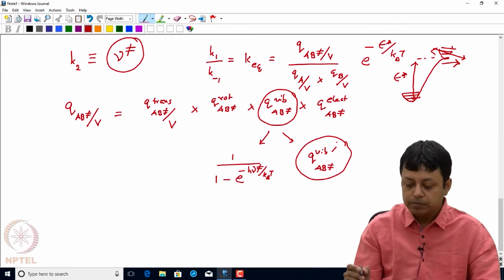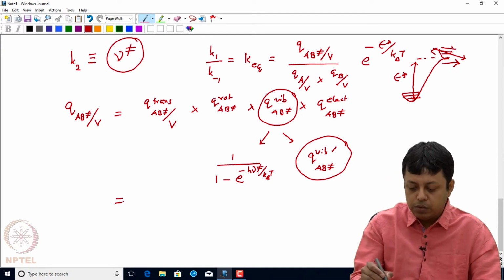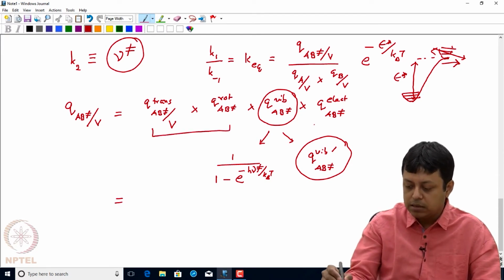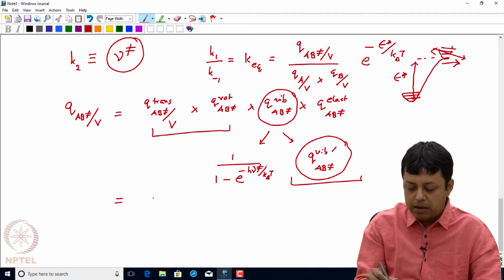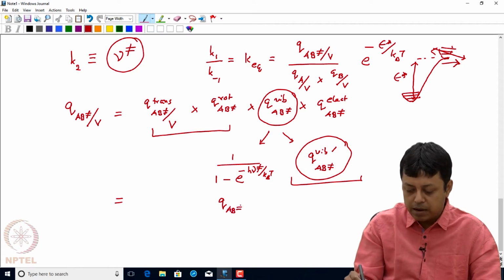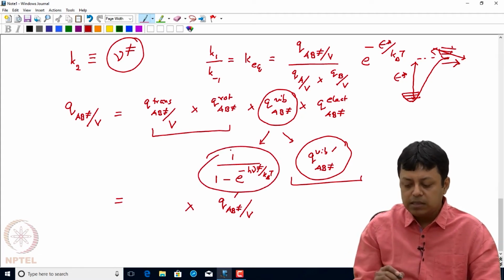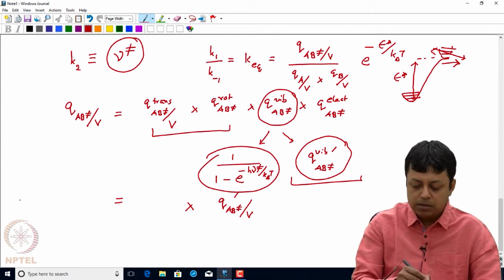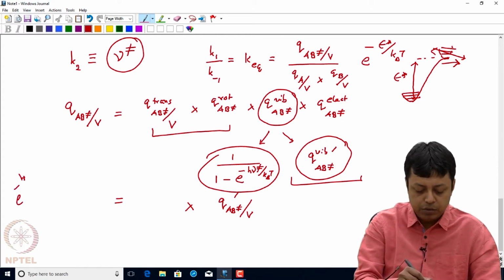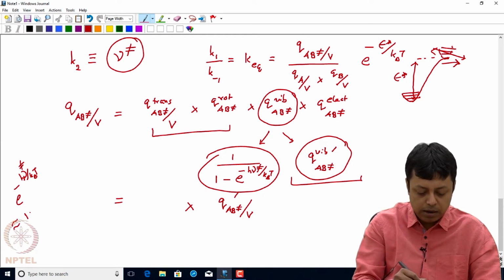Now what we are going to do is collect all these terms together and write the entire thing as Q AB dagger by V prime times this particular term which we separated out. Now this can be evaluated very easily. How? Because I have e to the power minus h nu by kBT, which we can expand as 1 minus h nu dagger by kBT.